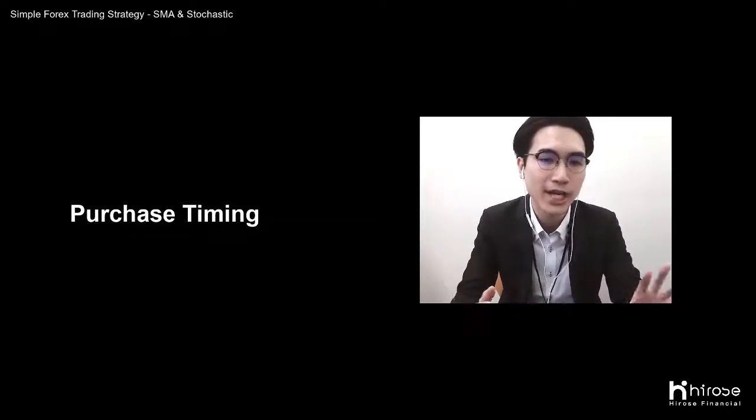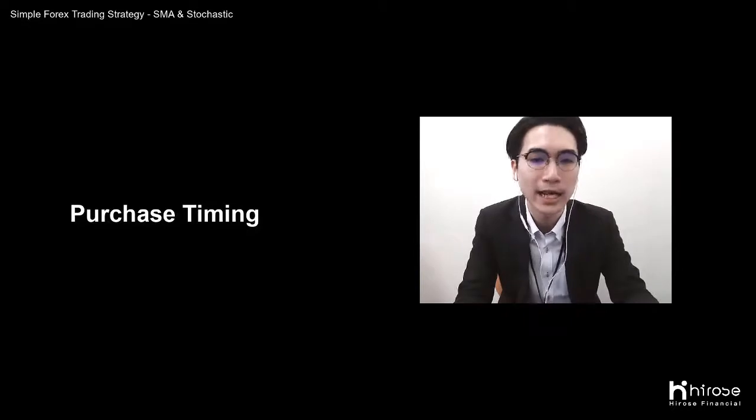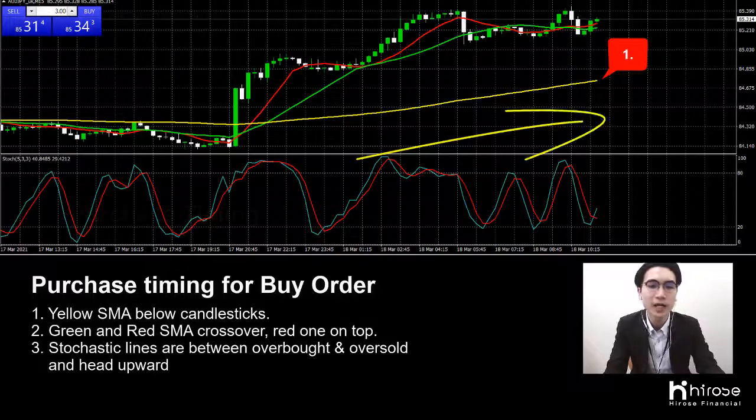Next we will take a look at the purchase timing when we use the simple moving average and stochastic together. First we take a look at how to place a buy order. If we use the simple moving average and stochastic together, we'll be using the yellow simple moving average to identify the trend direction first. In here we see the yellow simple moving average is below the candlestick and is heading upwards. So an uptrend is confirmed in this case.